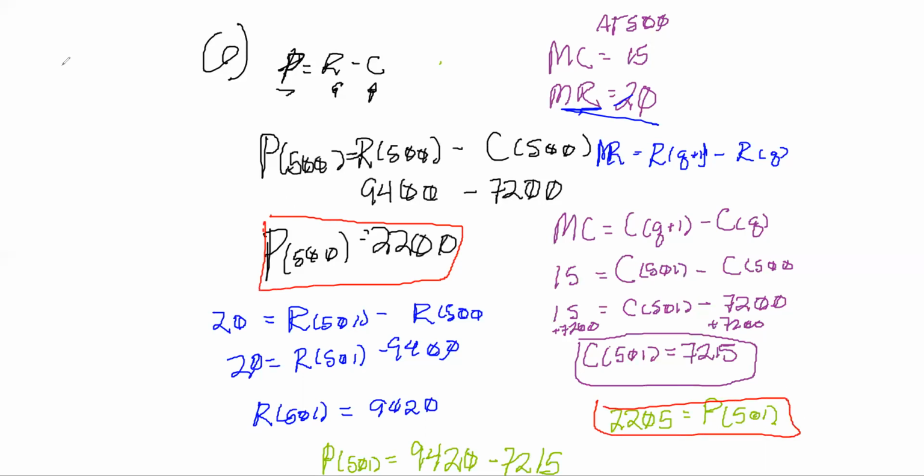I'm just going to move the chat box. I want to get this all on one page. So marginal profit is equal to the profit of Q plus 1 minus the profit of Q. And so we have the profit of 500 plus 1, which is 2205, minus the profit of 500, which is 2200. And so the marginal profit is equal to 5.